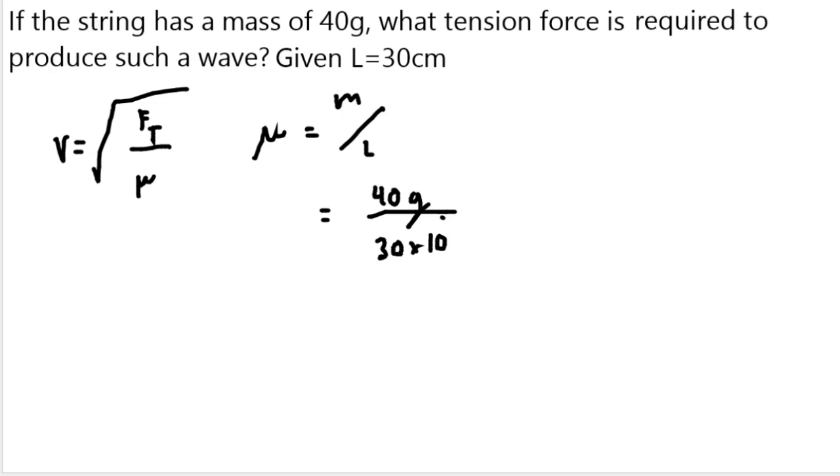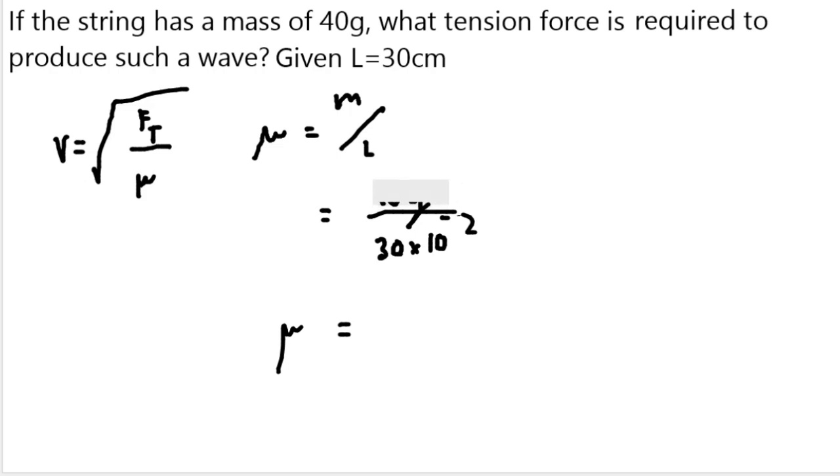And we need to first calculate the linear density. For the linear density, the mass must be in kilograms and the length of the string must be in meters. So those are the standard formulas. So we could just change this up. Now we could just divide this.